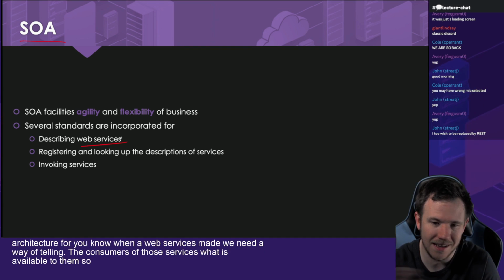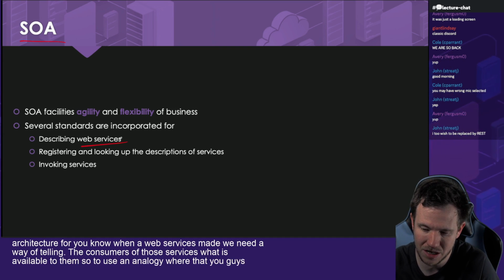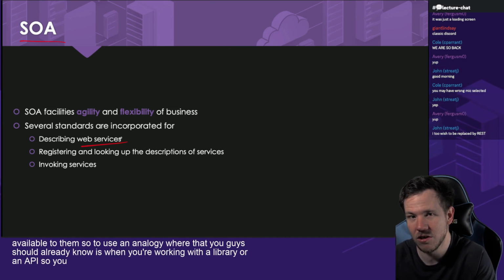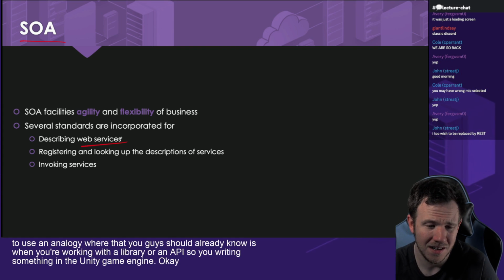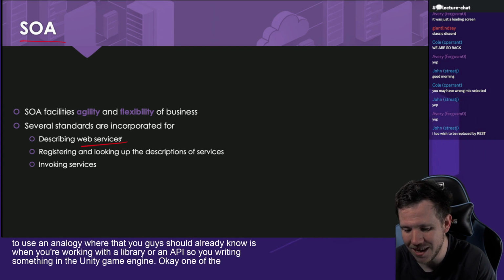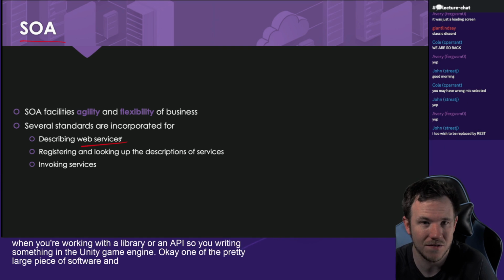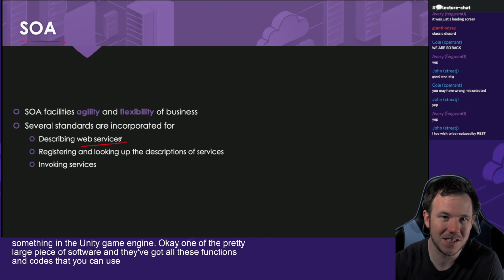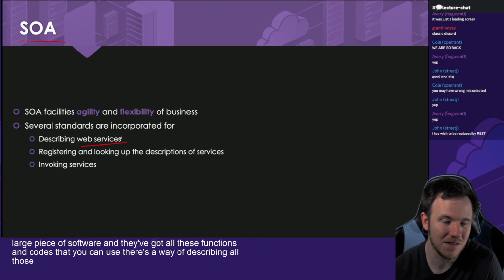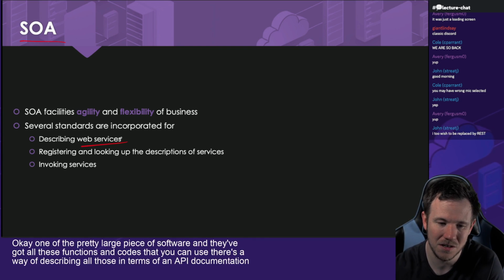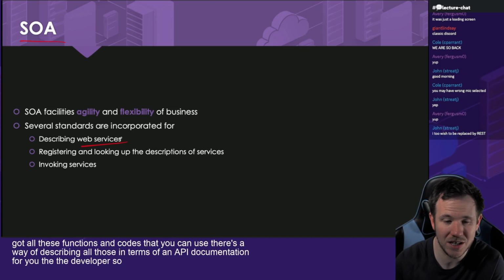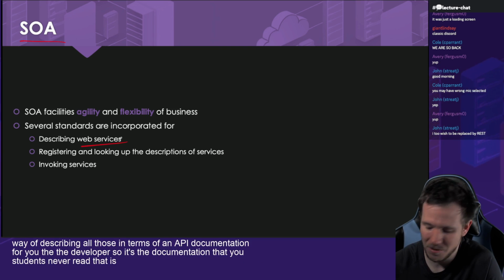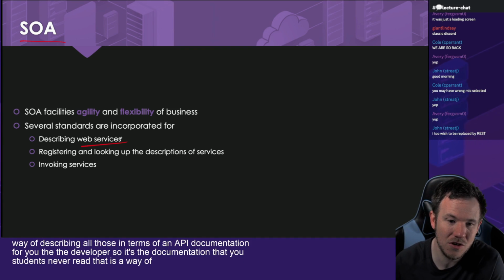To use an analogy that you should already know, when you're working with a library or an API, say you're writing something in the Unity game engine, a pretty large piece of software, they've got all these functions and code that you can use. There's a way of describing all those in terms of API documentation for you, the developer. So it's the documentation that you students never read. That is a way of describing the Unity API.